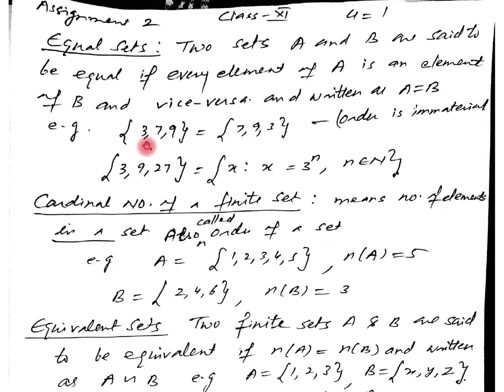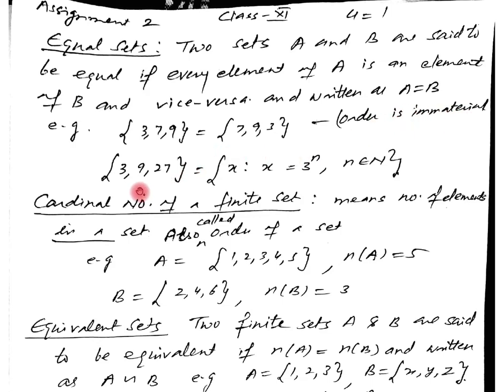For example, here the set on the left hand side has elements 3, 7, 9 and the set written on the right hand side has the same elements but the order is different. So these two are what? Equal sets, because in the case of a set, order is immaterial.